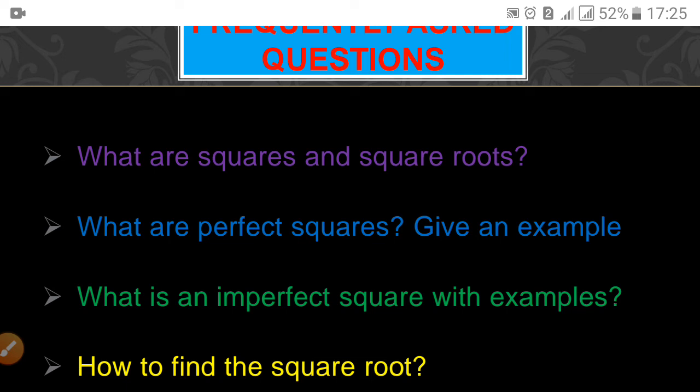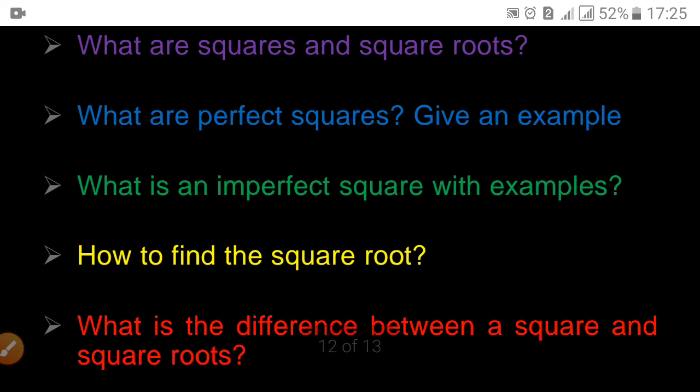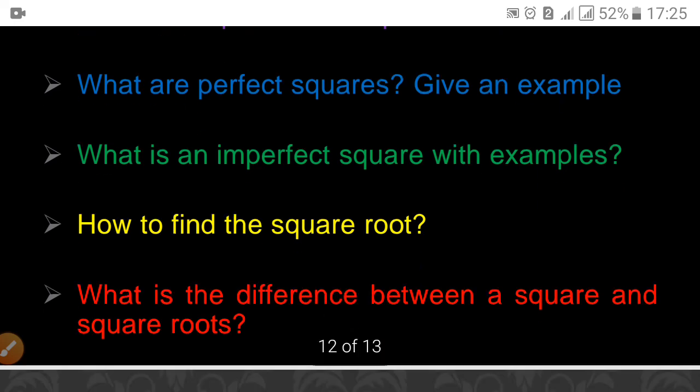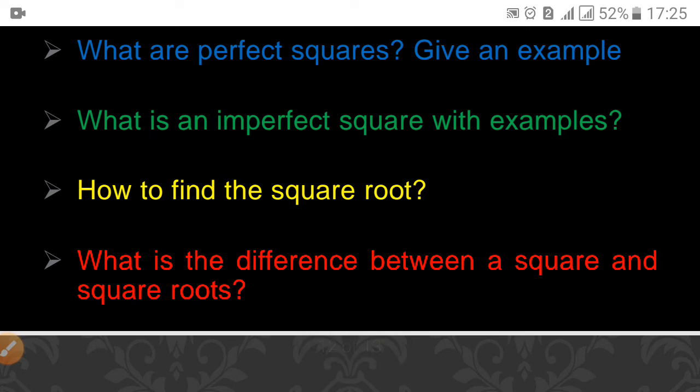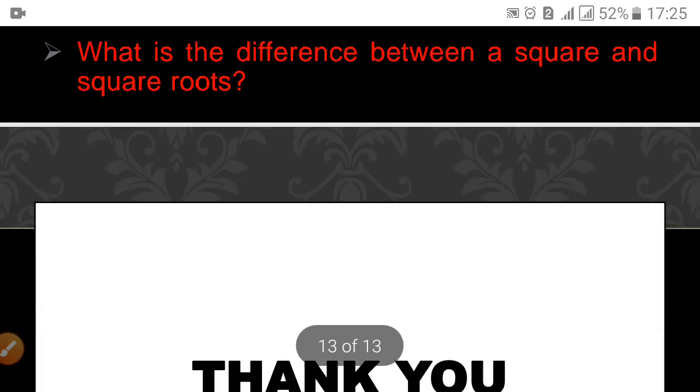What are squares and square roots? What are perfect squares? Give an example. What is an imperfect square with examples? How to find the square root? What is the difference between a square and square roots?